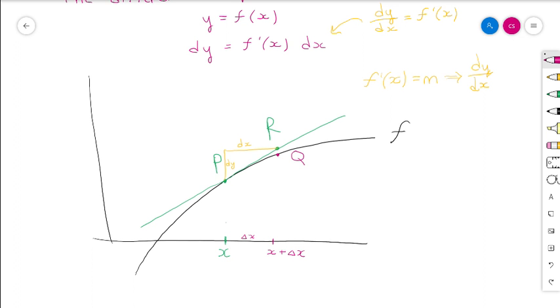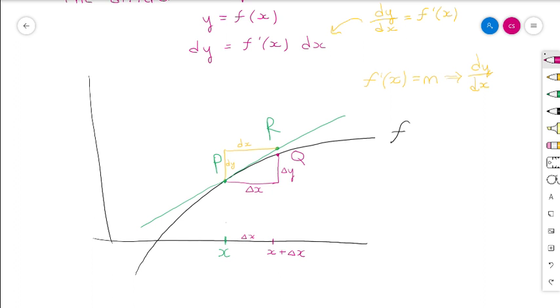Okay, and now on our function, we'll call this point Q on the function. So we have 3 points that are happening, okay? P is on the tangent and the curve, R is just on the tangent line, and Q is just on the function. And so what we're going to label the difference between Q and P on the curve, we're going to call this your delta y.